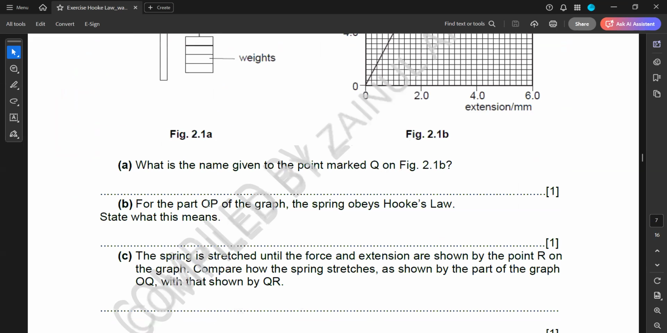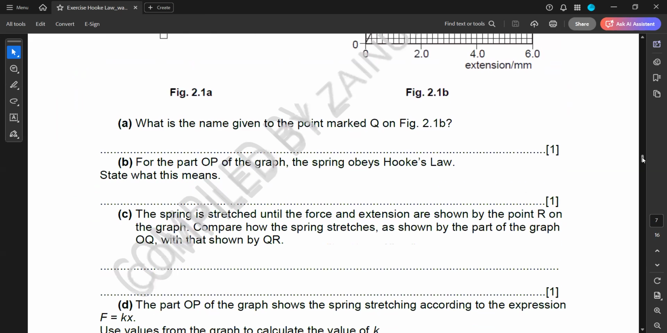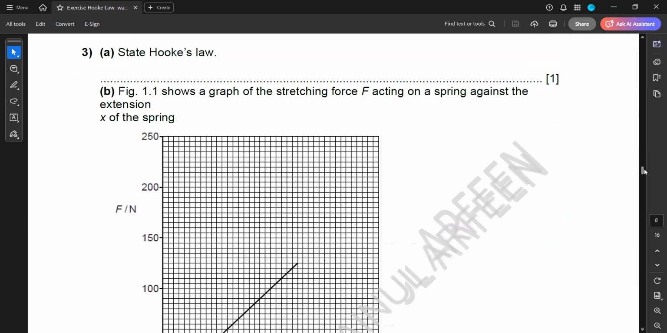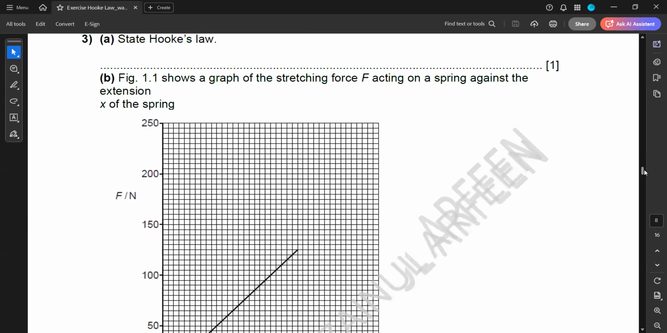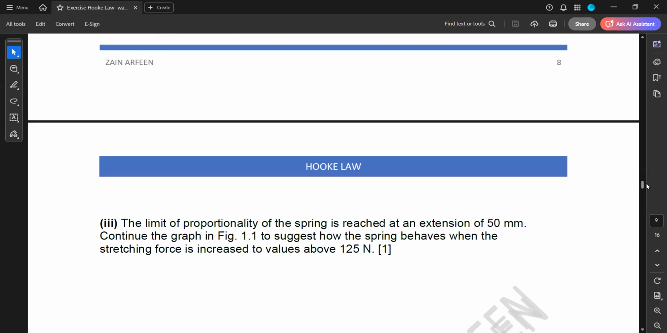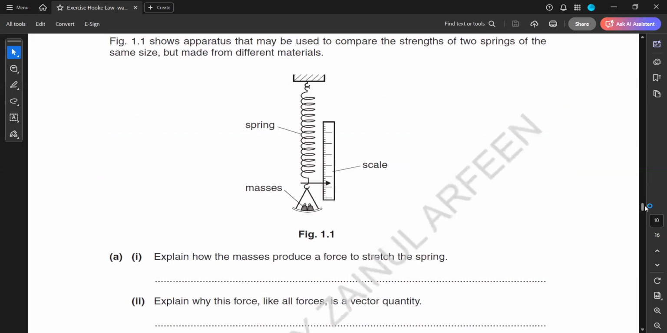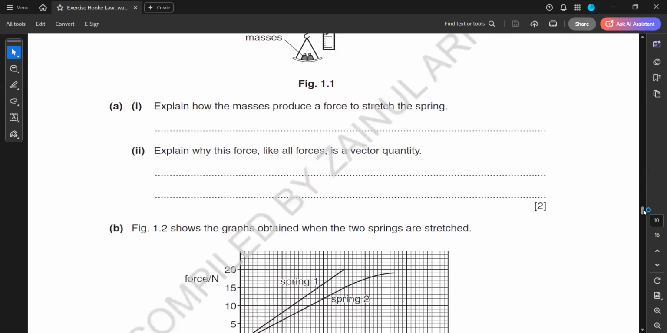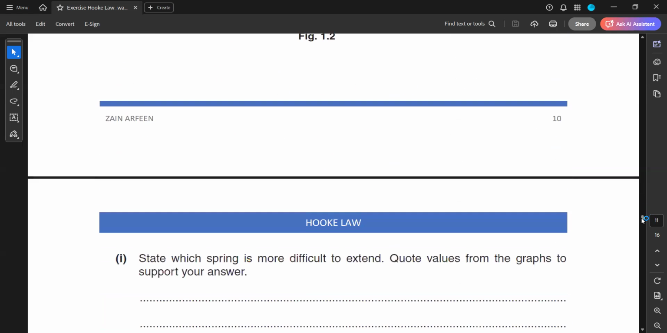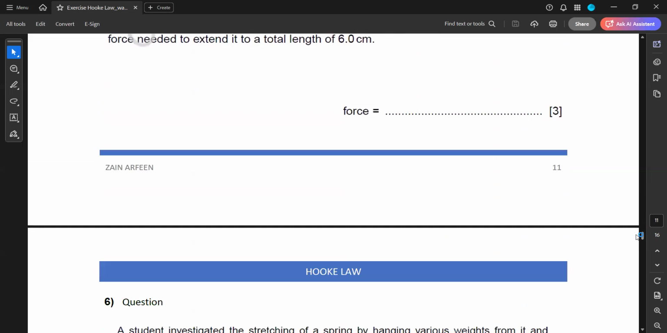Question 2, any doubt? Question number 2, no doubt. Question number 3, any doubt? Question 3. Question number 4, any doubt? Question 4, parts A, B. Question 5, any doubt?